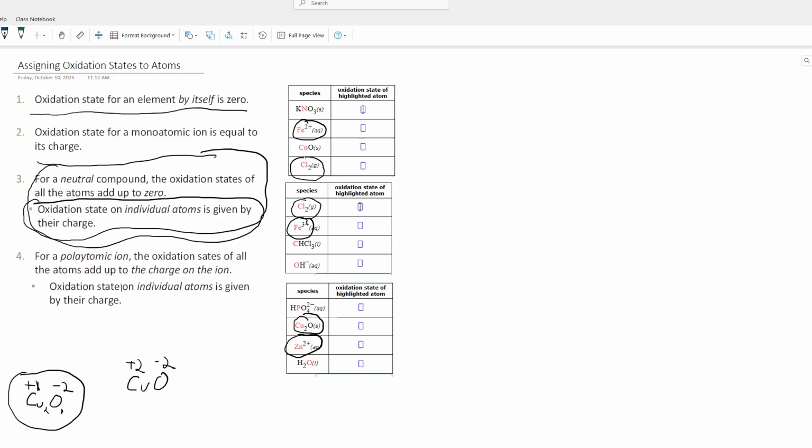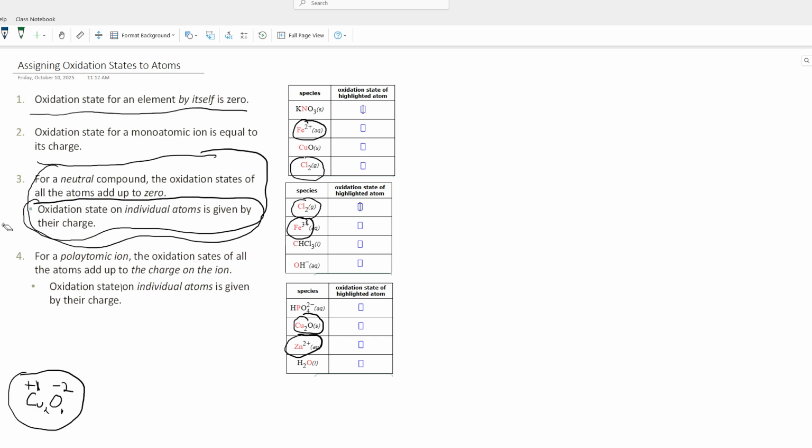I'm just going to check myself using my method. 1 times a negative 2 is a negative 2. 1 of the copper atoms times a plus 2 is a plus 2. Do those add up to 0? They do. I feel good about that. And I am done. You can do this with any ionic compound like that.